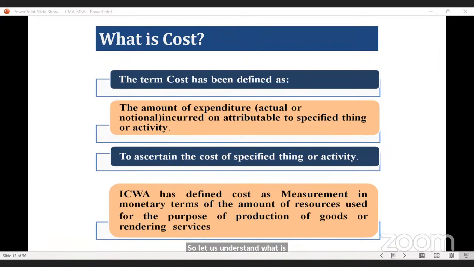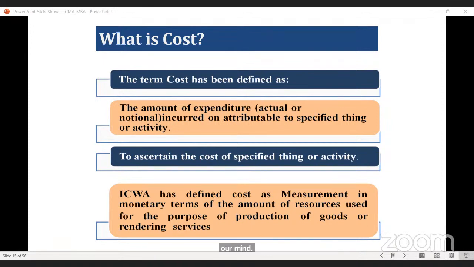What is cost? Whenever we are talking about cost, one reply comes to our mind. What is that reply? Expenses incurred in order to acquire a particular product or particular service. Yes or no? Let's say you need a pen. Whenever you buy the pen, if you are paying 10 rupees or 20 rupees, that is the expenditure you have already incurred. So this is my cost in order to acquire this particular pen. Isn't it? Yes, sir. So this is the general reply that comes to our mind.